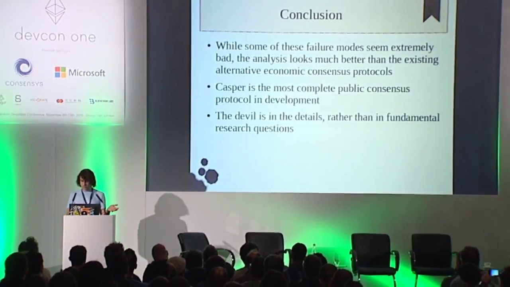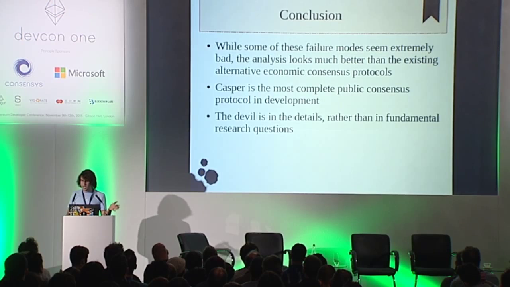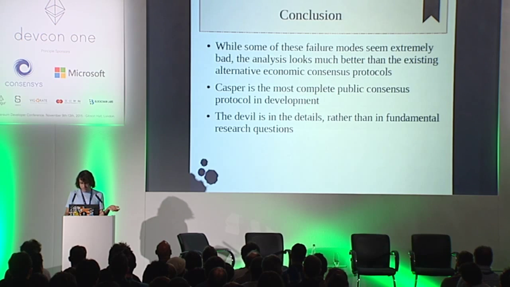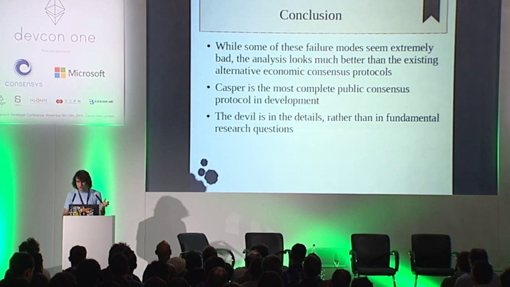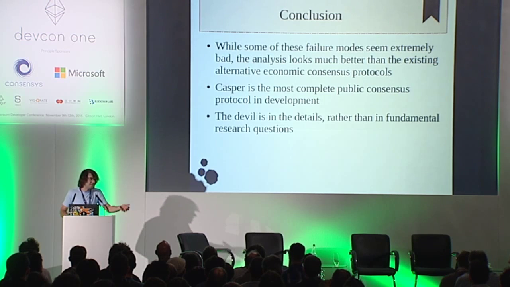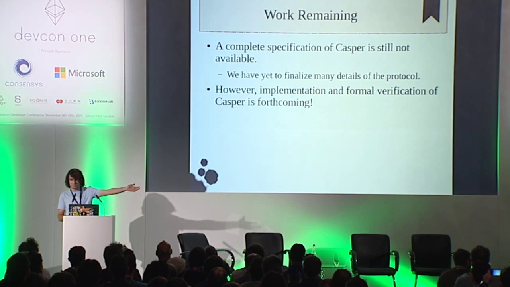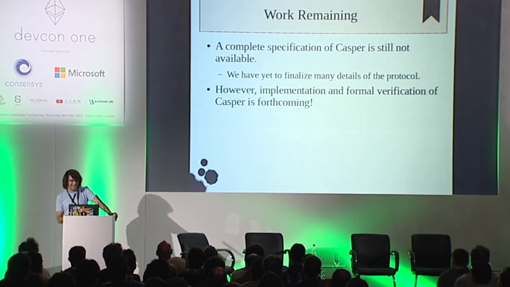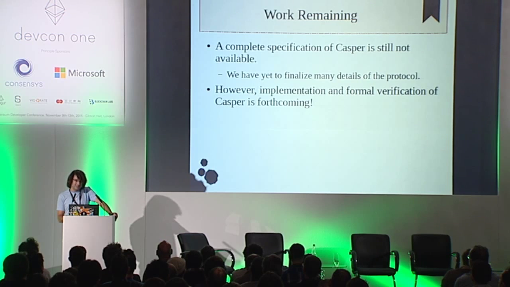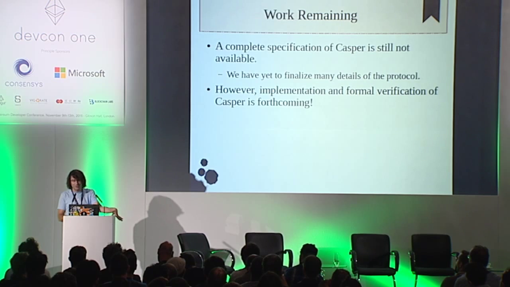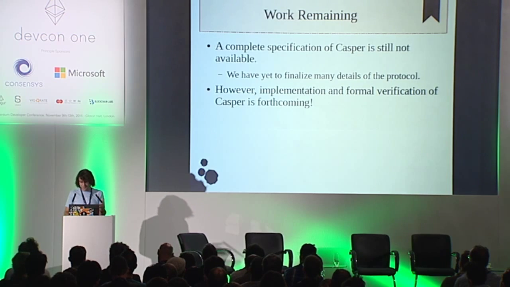So while some of these failure modes are pretty bad, actually Casper has more complete coverage of faults in this kind of economic setting than any other consensus protocol out there right now. But the devil is in the details. There's lots of parts to the way that these rules for incentivizing consensus and disincentivizing things have to be specified. So the complete specification isn't available yet, as you may have noticed. There's still details of the protocol that need to be finalized. However, we are starting to do formal implementation and verification of the protocol. Specifically, we're looking at some of the economics, but mostly the convergence properties.